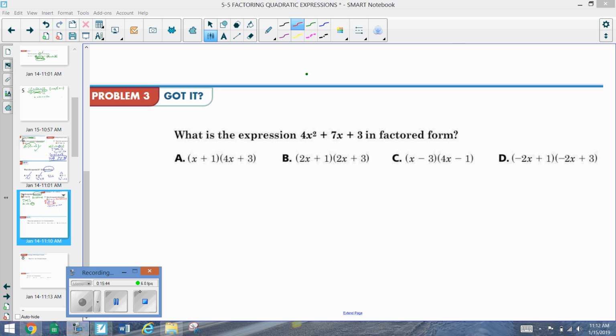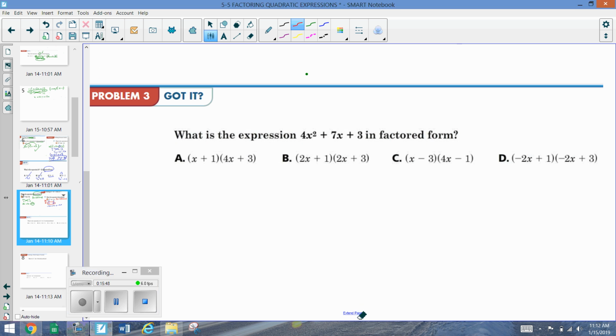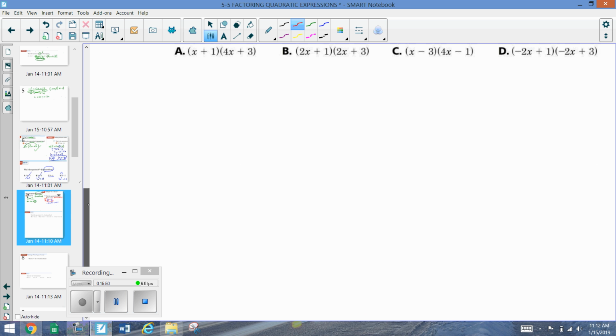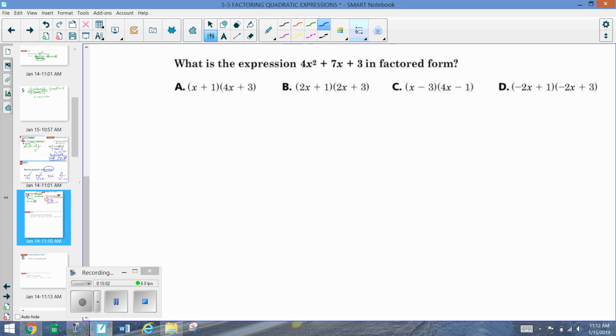It's your turn. Let's try another one. It is answered because Karen said okay. So okay, let's try x and 4x for 4x squared plus 7x plus 3. X and 4x, and it's a 1 and 3.